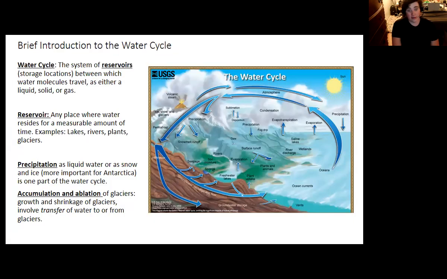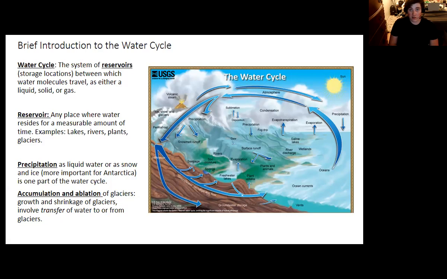So there's a good chance that you've seen a diagram like the one on this slide before. A cycle that shows how some substance of interest, like water or carbon or nitrogen, flows between different locations. And those different locations are known as reservoirs.